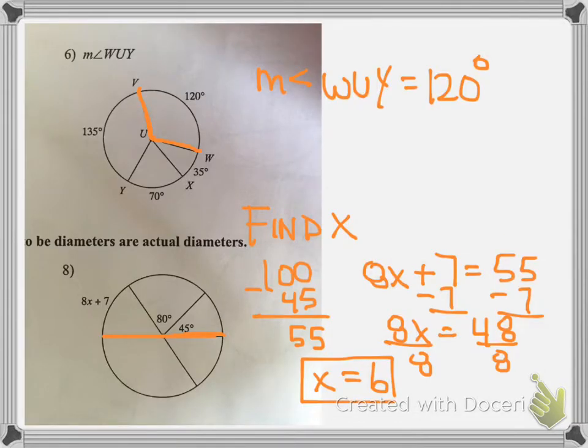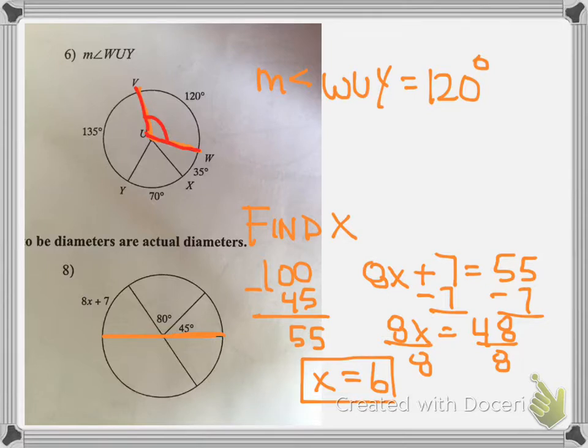Here's an example of it. This is number 6 from some homework that we did. So this says measure of angle WUY. So I went WUY. Well, if the arc is 120, the angle is the same. So the angle is 120.